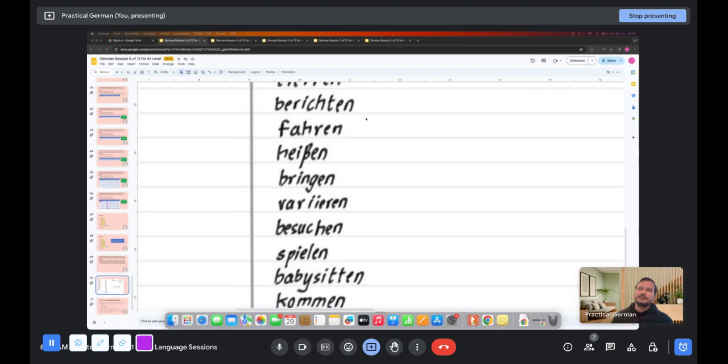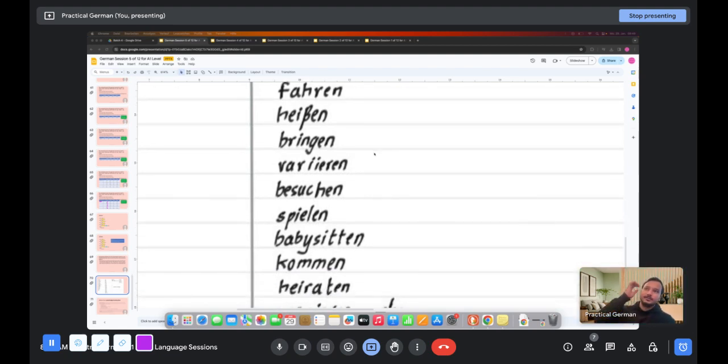Fahren, to drive. Heißen, to name. Bringen, to bring. Heißen does not mean name. Heißen means to refer to. For example, if I say Ich heiße Rohit, it does not mean I name myself Rohit. It just means I am referred to as Rohit, or I am Rohit. Got it.